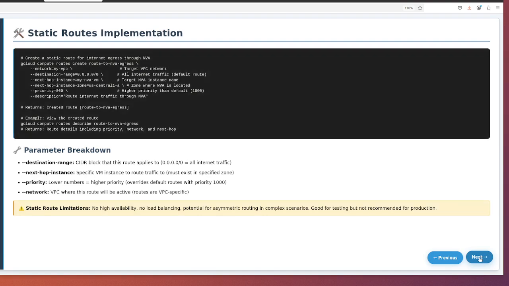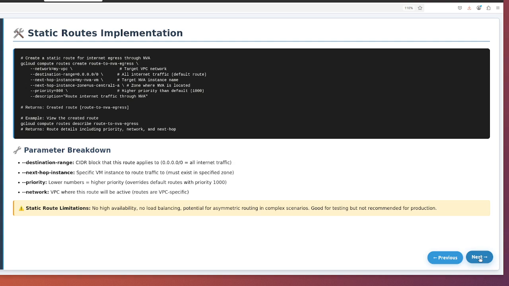Static routes implementation. Let's walk through a basic static route implementation to understand the mechanics. The gcloud compute routes create command is what we use to manually define routing behavior. The network parameter specifies which VPC this route applies to. Routes are VPC specific, so if you have multiple VPCs, you need to create routes in each one.